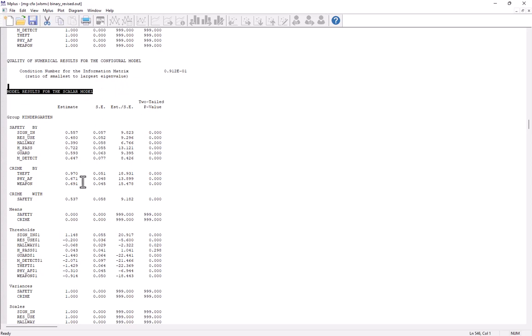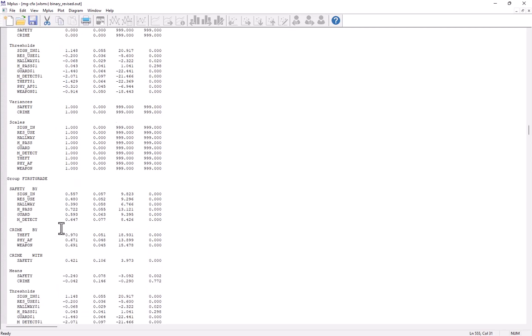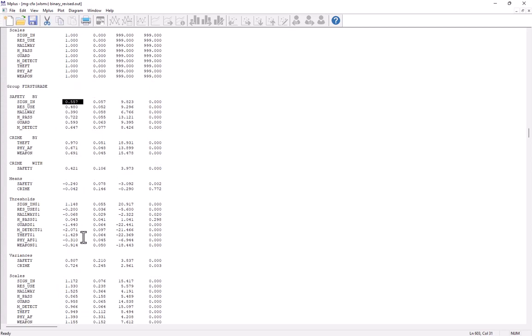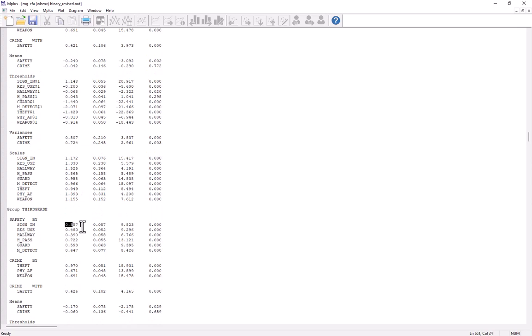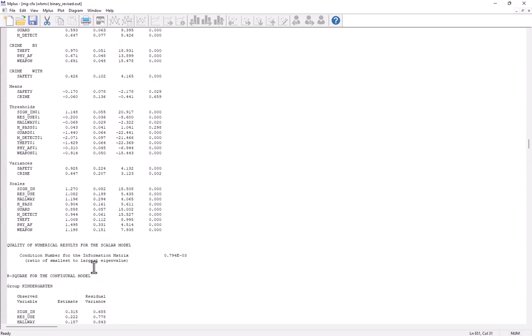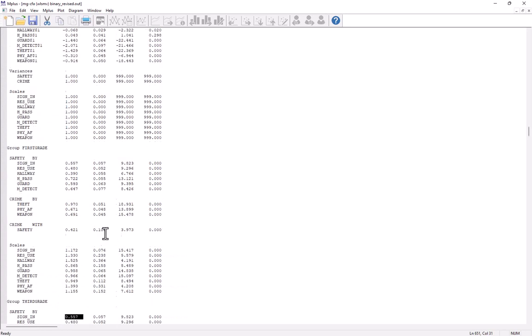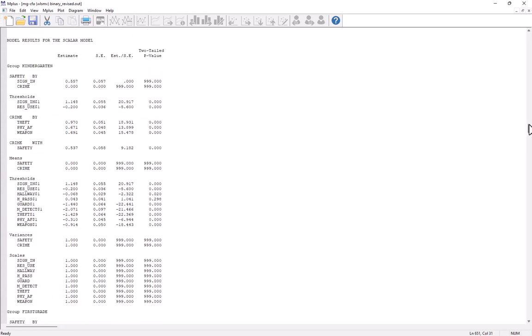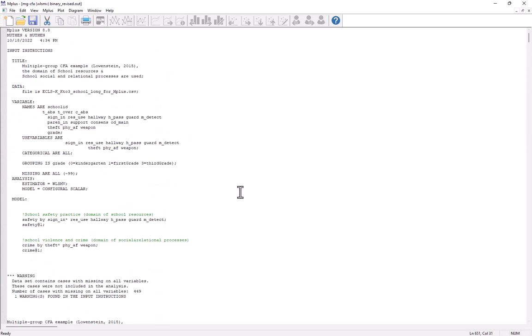And in the scalar model, as you can tell, the constraints were put, for example, the first factor loading for safety for kindergarten is 0.557, and you can see it's the same value for first grade and third grade here. Okay, so that is how you perform an automated invariance testing for binary measures.